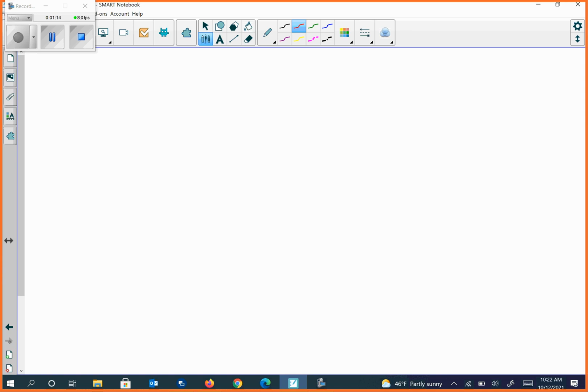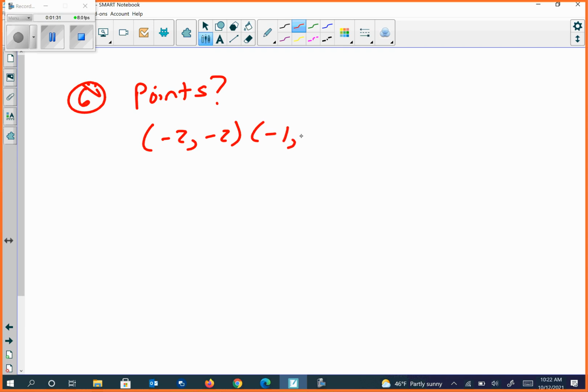All right, but then on number 6, are those all points? Are they all dots on number 6? I think so. There's just dots there. So I got (-2, -2), (-1, -1), (0, 0), (1, 1), and (2, 2). All right, so this one says, hey, what's the domain?